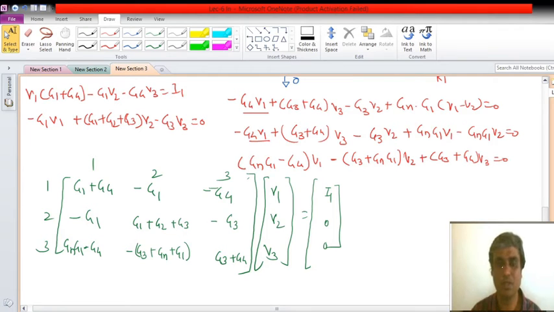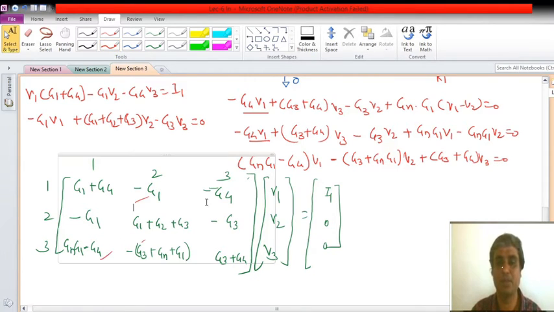What can we say from it? As we have already concluded, if the network is resistive and consists of only independent sources, then the resultant admittance matrix will be a symmetric matrix. But if the network consists of dependent sources, then the resultant matrix will not be symmetric. That has been proved with this example.